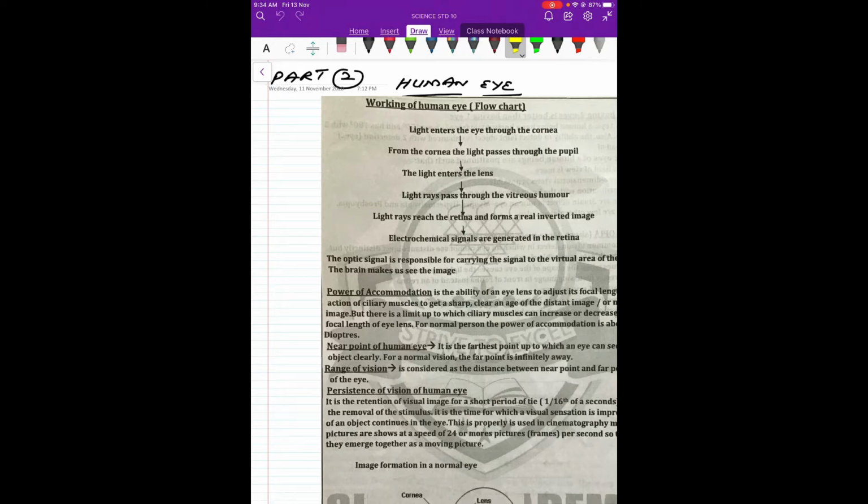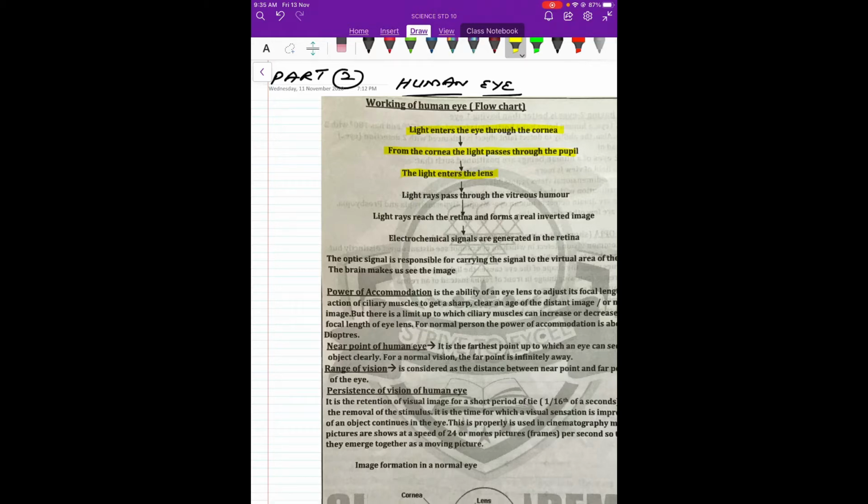So the first part is a part of a flow diagram. The light enters the eye through the cornea. Light from an object, obviously. When light falls on an object and the light from the object is reflected into our eyes, first it passes through the cornea. From the cornea it passes through the pupil and it enters the crystalline lens. We have seen the crystalline lens.